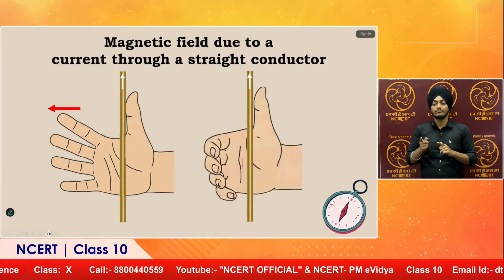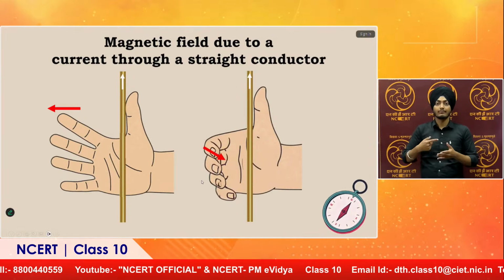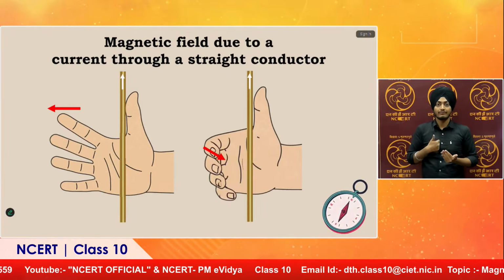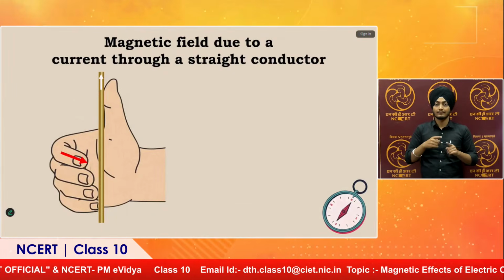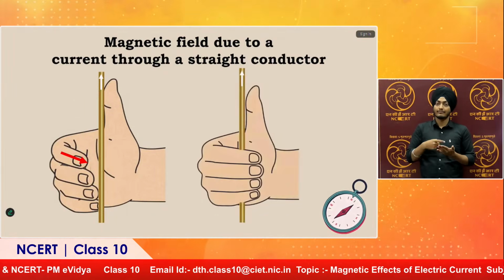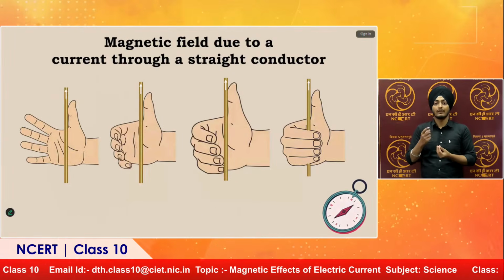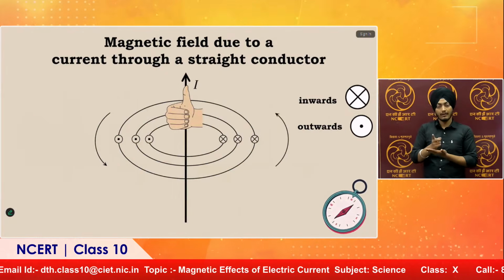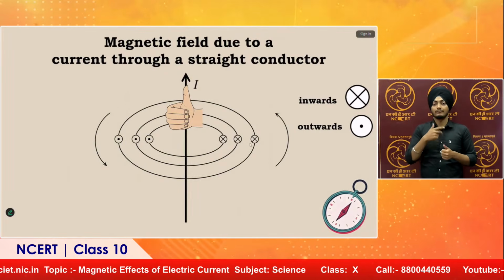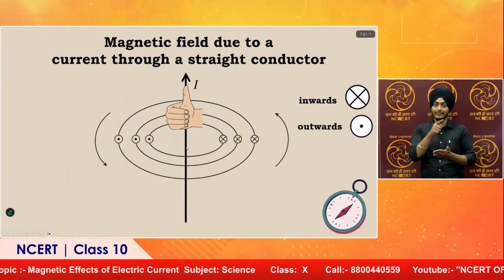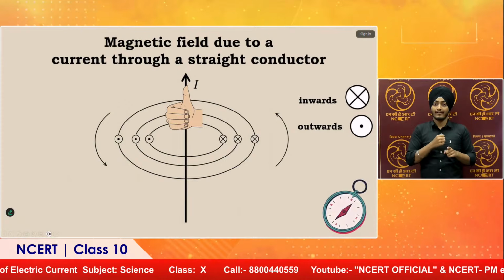So look at this, when I fold the fingers, the direction also changes. So now it is outward to the plane of paper. Then again when I rotate it, the direction of the magnetic field changes. Again it changes. Altogether, if you compare all the directions, you can find that the direction is along a concentric circle.